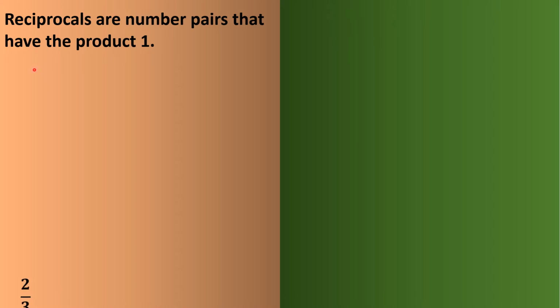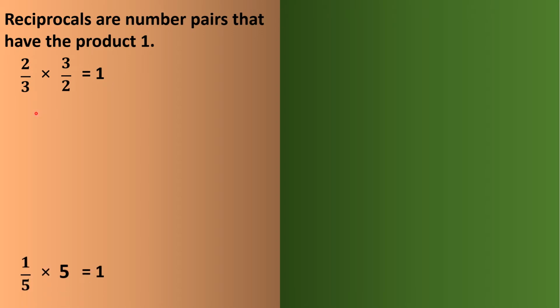How? Just see here. For example, 2 by 3 is a fraction where 2 is the numerator and 3 is the denominator. When we multiply 2 by 3 with 3 by 2, we get the answer 1. It means 2 by 3 and 3 by 2 are reciprocal to each other because their product is 1.